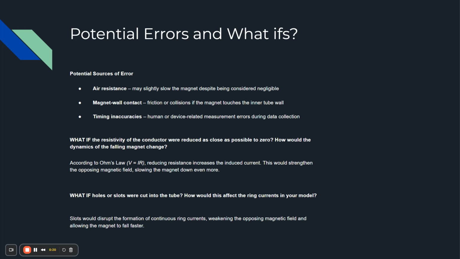And so, what if the tube had near zero resistivity? Ohm's law tells us that induced currents would increase. This would generate a stronger magnetic field and slow the magnet even more. And then if we added holes to the tube, fewer induced currents would form, weakening the opposing field and causing the magnet to fall faster. And that is it for Lab 4.